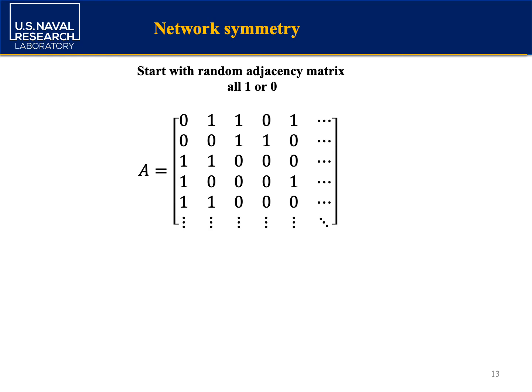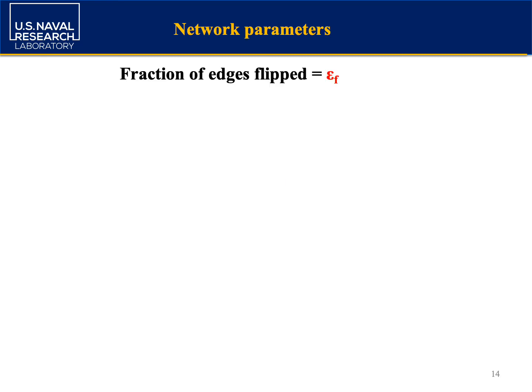So then, to introduce some further diversity in this matrix, I'm going to flip a certain number of these edges to -1. I'm going to choose which edges to flip randomly. The fraction of edges I'm going to flip, I'm going to call epsilon sub f, and I'll flip anywhere from 10 to 50% of the edges, from +1 to -1.